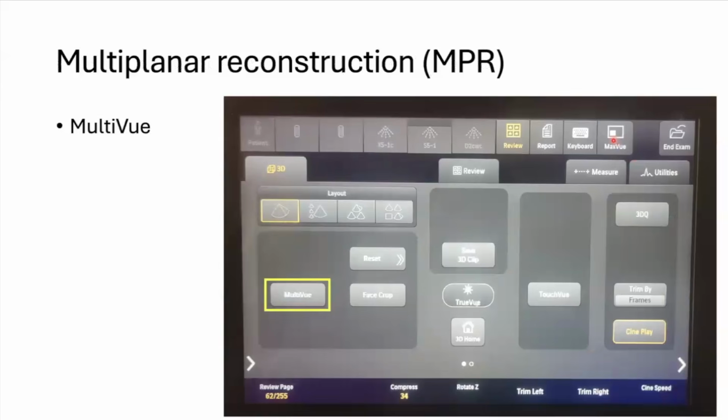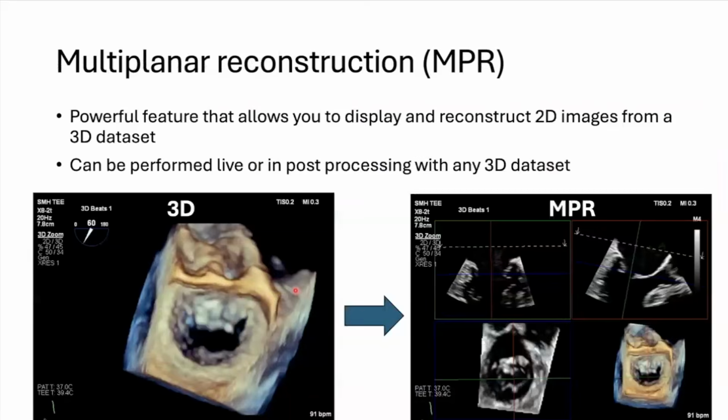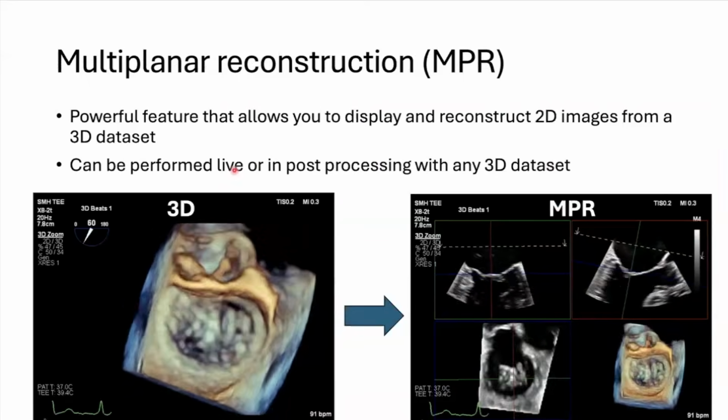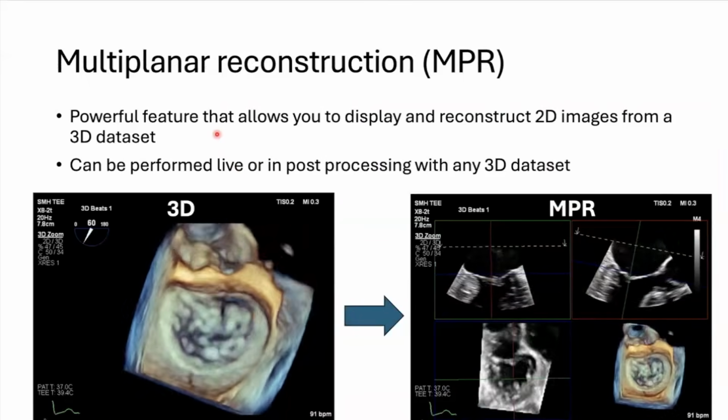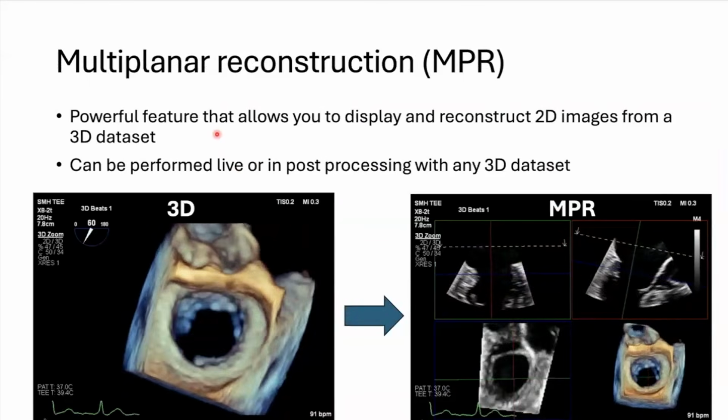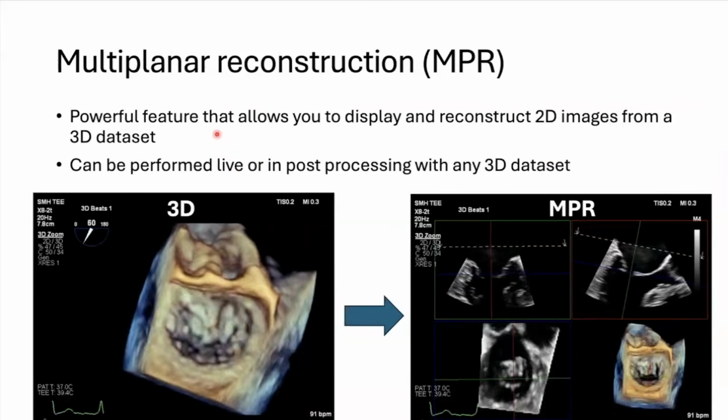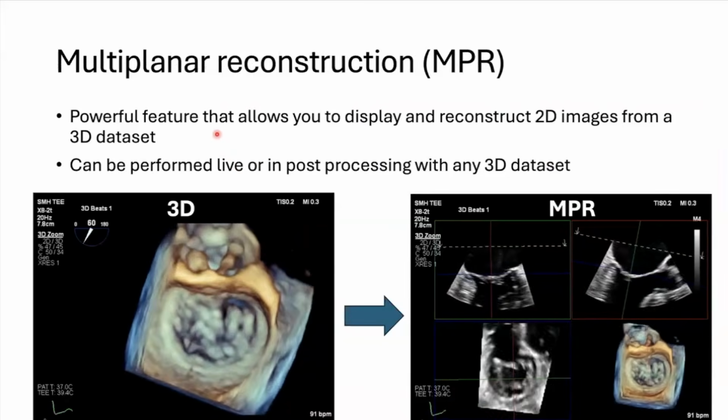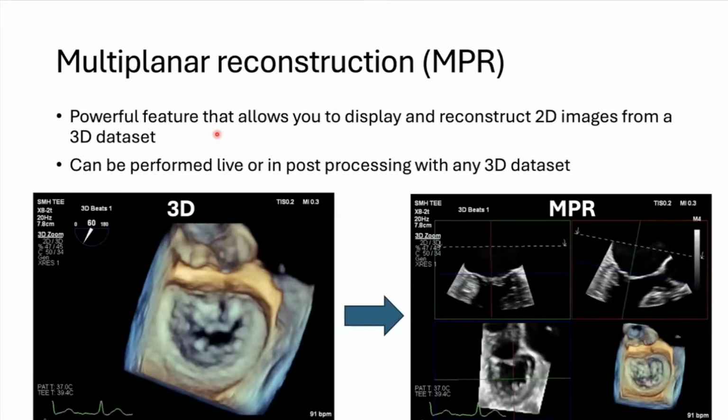So multiplanar reconstruction, we already kind of alluded to this, is a very powerful tool that you can use with 3D imaging. You will find it by using Multiview on the Philips platform. On the 3D tab, it's right here. And the reason why it's so powerful is that it allows you to take any 3D data set. Any 3D data set that you've saved, you don't have to save it as an MPR and then acquire it. Any 3D data set that you have, you can do multiplanar reconstruction.